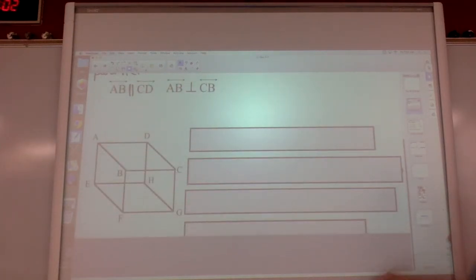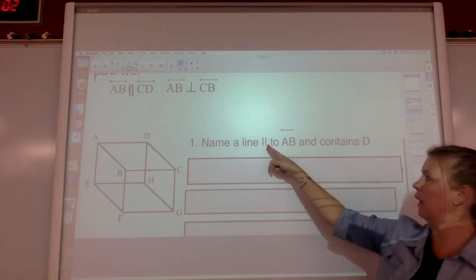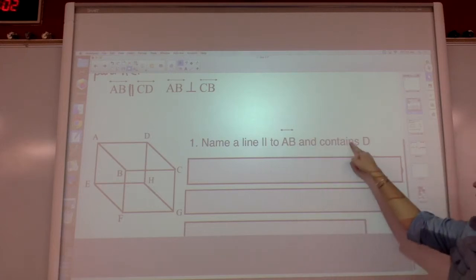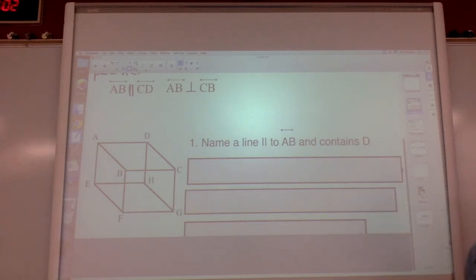All right, you have this handout, hopefully, so that you don't have to draw these three-dimensional figures and write out all these words. In looking at that three-dimensional box there, we don't know if it's a cube because we don't know if all sides are the same. It's asking you to name a line that is parallel to line AB and it contains D. Name a line parallel to line AB, but it has to contain point D.